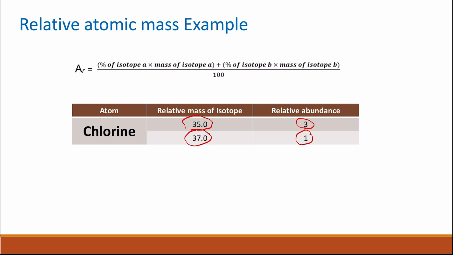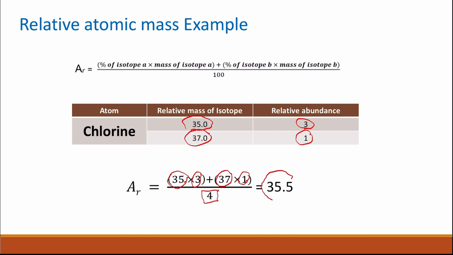Now, to calculate the relative atomic mass, we multiply the atomic mass of the first isotope times its abundance, which is 35 times 3, and then we add this to the mass of the second isotope times its abundance, which is 1, over the total abundance of all the isotopes, which is 4, and then you're going to find that the relative atomic mass of chlorine is 35.5. If you look at the periodic table, you're going to find that chlorine has a mass of 35.5 because this is the relative atomic mass of all the isotopes.